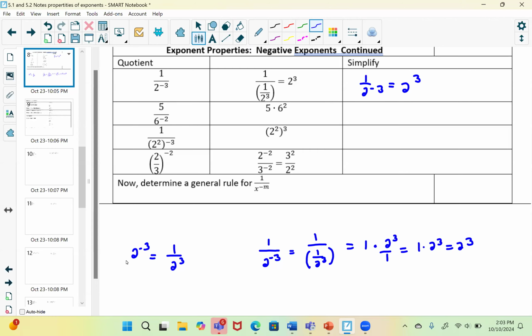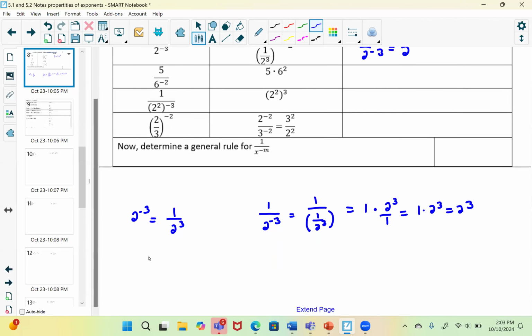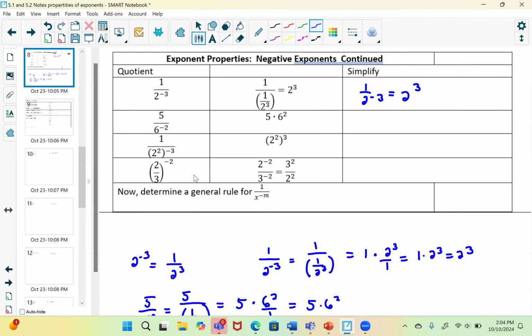Okay, so if I have 5 over 6 to the negative second, it's kind of the same thing. If you wanted to do it the long way, that is the same thing as 5 over 1 over 6 squared, because 6 to the negative 2 is 1 over 6 squared. And then we can multiply by the reciprocal, which is 6 squared over 1, and 6 squared divided by 1 is just itself. So it's 5 times 6 squared. And so anytime you have a negative exponent in the denominator, the easier way to do it is to move it to the numerator and the exponent becomes positive.